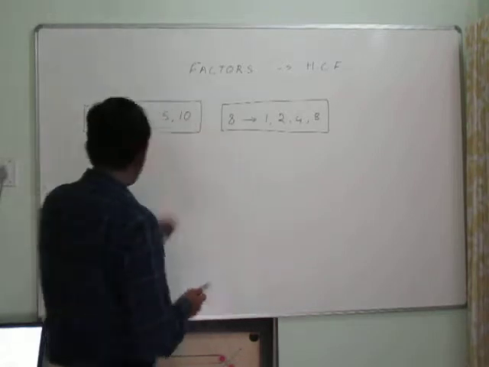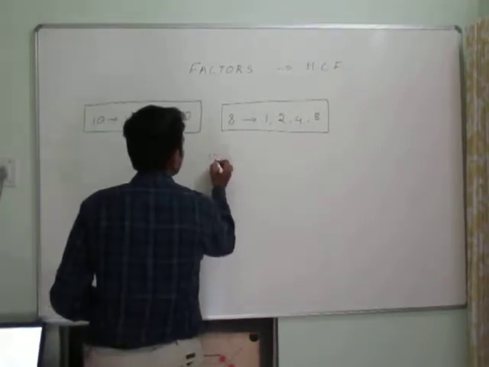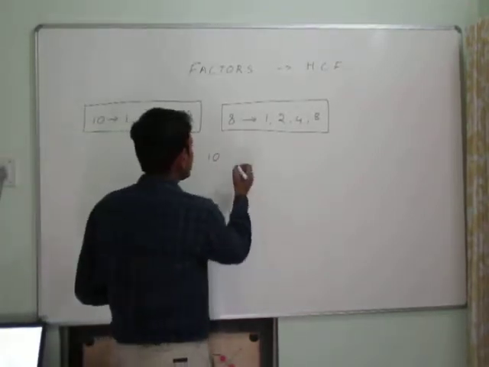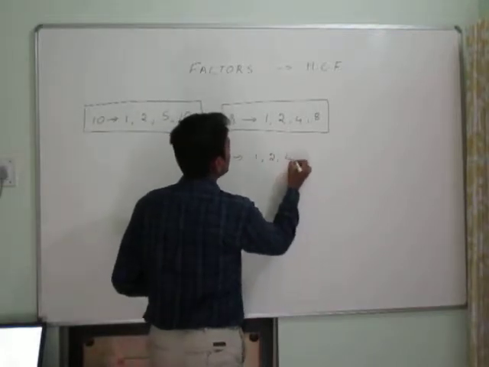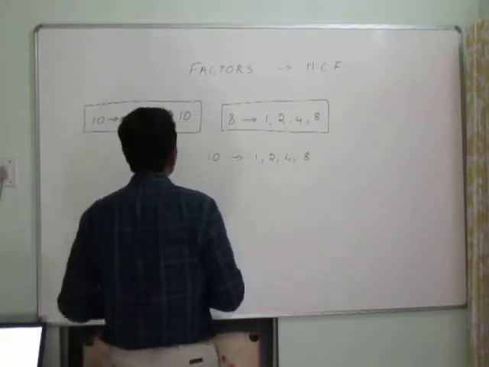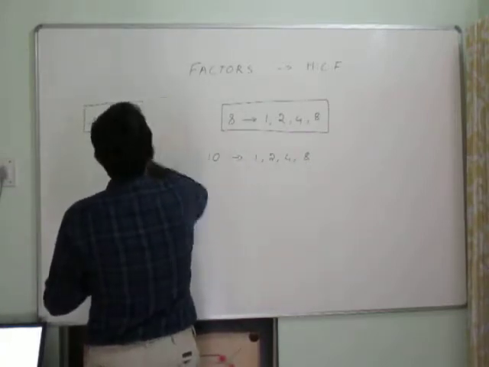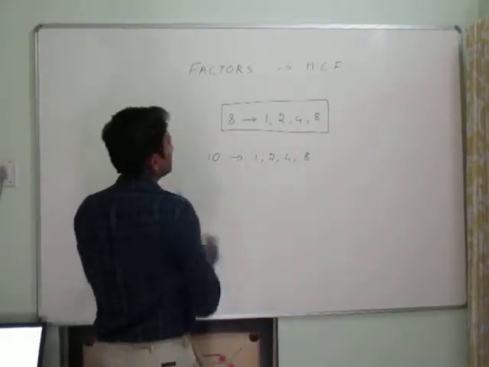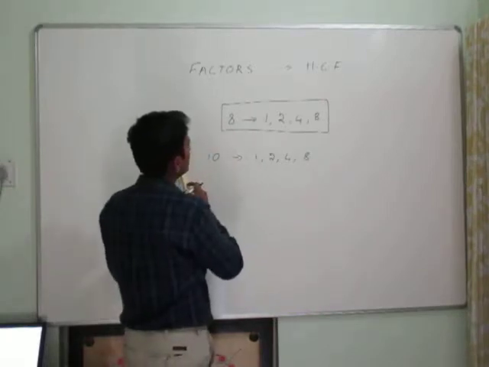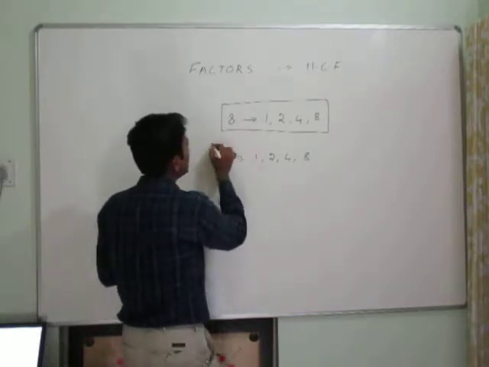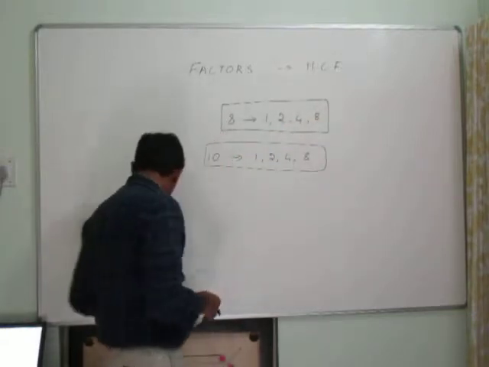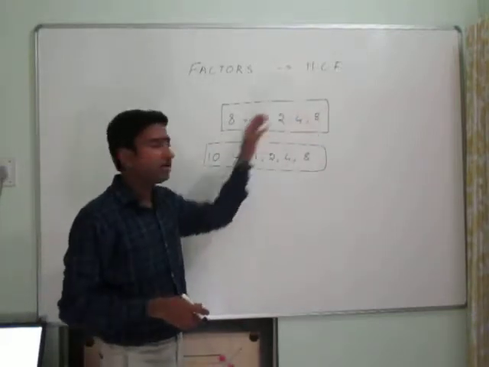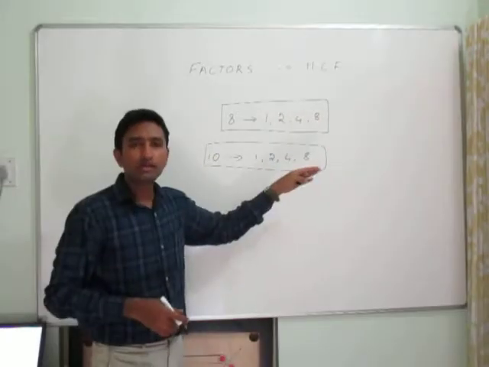Again, see here, consider the numbers 10 and 8 and write their factors. The factors of 8 are 1, 2, 4, 8. Now these are the factors of 8 and these are the factors of 10.